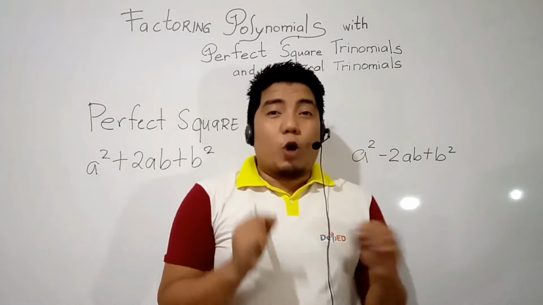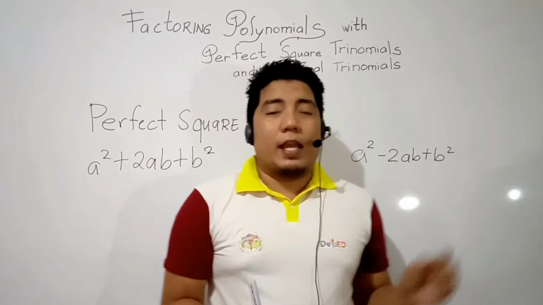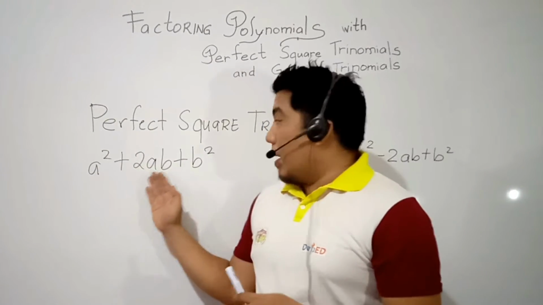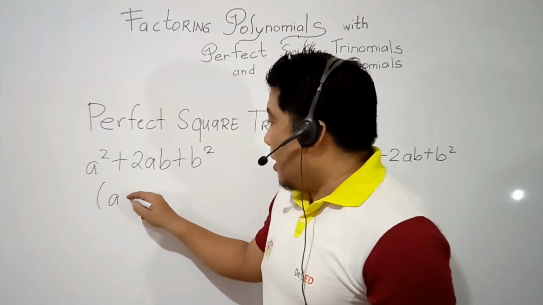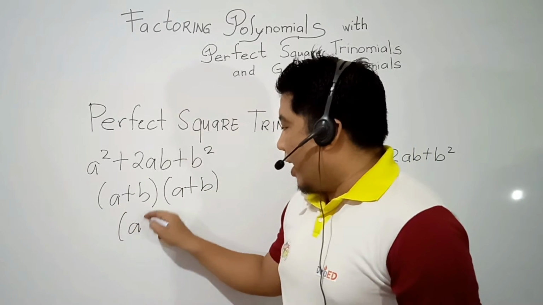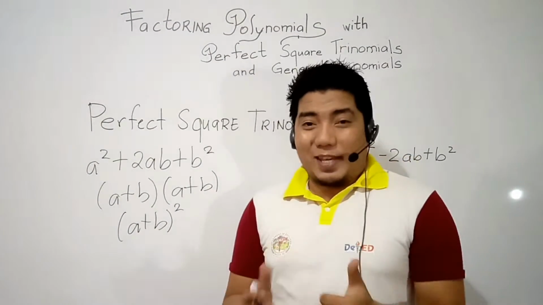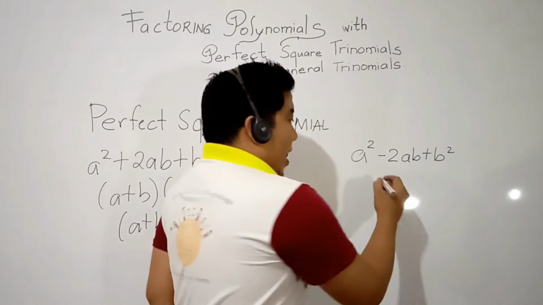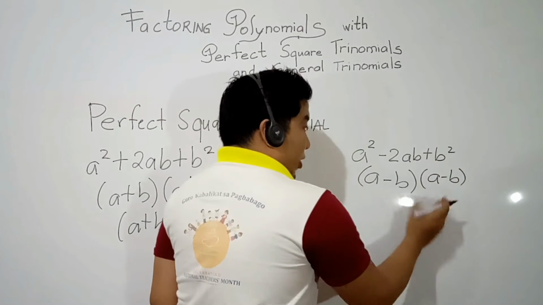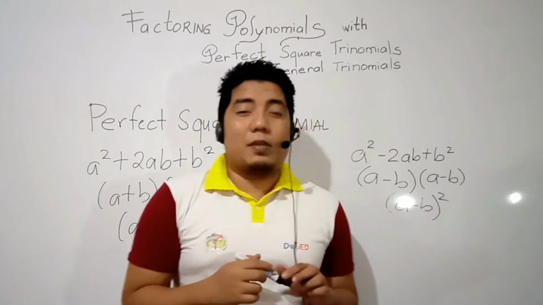However, the two standards only differ on their middle term, plus 2ab, while here it is a minus 2ab. Now, what does this indicate? The factors for a squared plus 2ab plus b squared is technically a plus b times a plus b. Or, we could just write the quantity a plus b squared. While, in this given standard, the factors are a minus b times a minus b. If we take this as 1, it is the quantity a minus b squared.